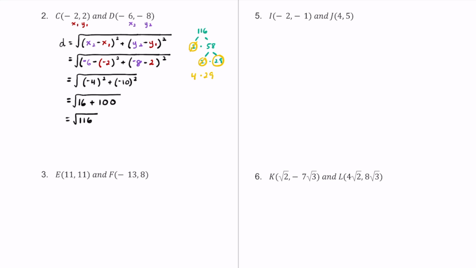So 4 times 29 is 116. But we can go ahead and write that the square root of 4 times the square root of 29 is equal to the square root of 116. Now, root 4 is just equal to 2. So 2 times the square root of 29 would be the most simplified version for the square root of 116. So for our final simplified answer, let's just write 2 root 29, or 2 times the square root of 29, and that would be the distance between point C and point D.